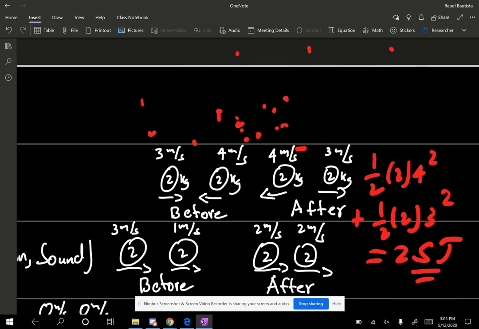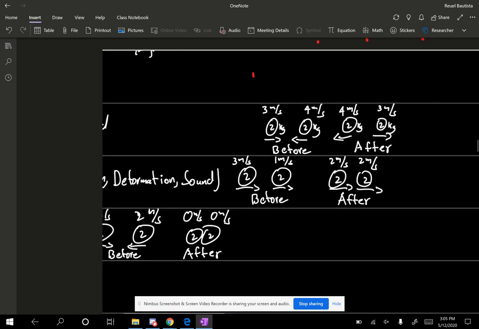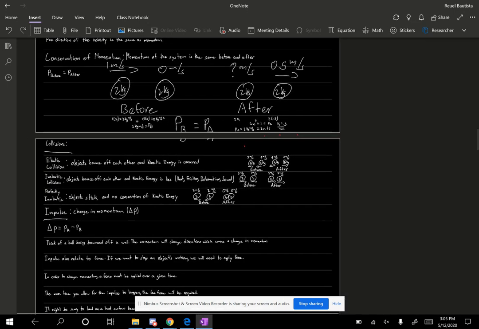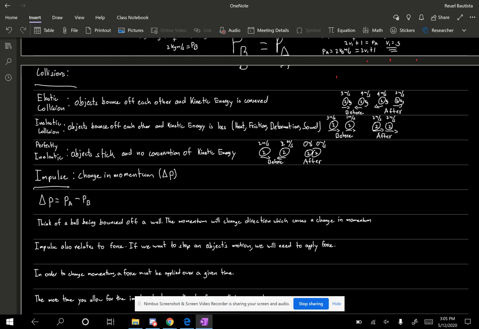Very important to understand here is that the momentum in all three different kinds of collision is conserved. In an elastic collision, an inelastic collision, and a perfectly inelastic collision, the momentum is always going to be conserved. But only in an elastic collision is the kinetic energy conserved. So if they bounce off, I know it's going to be one of two things: an elastic collision or an inelastic collision.